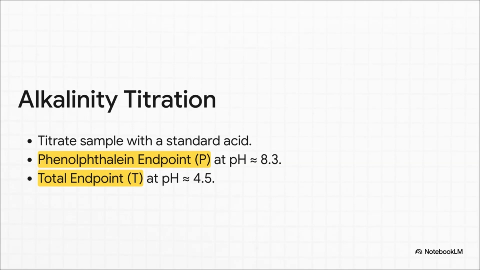So how do we measure this buffering power? We perform a titration. We take our water sample and slowly add a standard acid, drop by drop, while monitoring the pH. We look for 2 key stopping points, or endpoints. The first one, the P endpoint, is at a pH of about 8.3. The second, the T, or total endpoint, is at pH 4.5. How much acid it takes to get to these points tells us exactly how much alkalinity the water has.